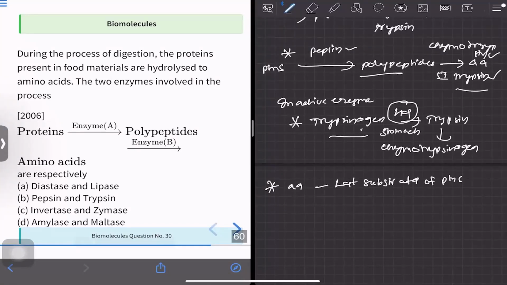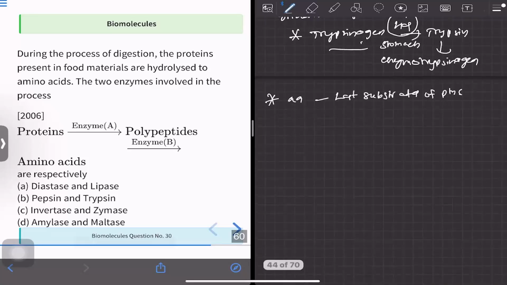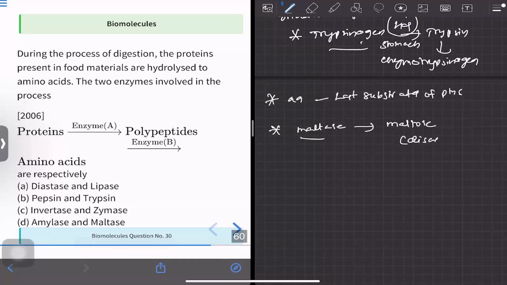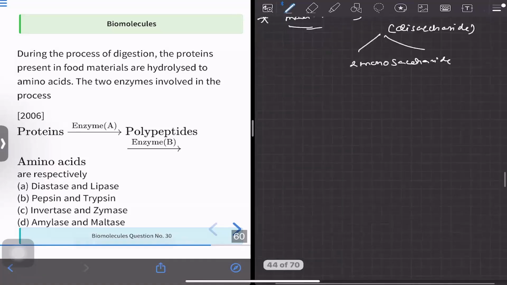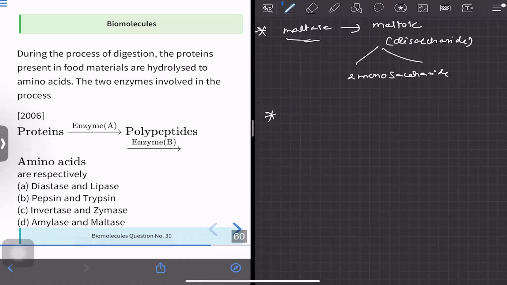C. In the case of invertase, zymase, amylase, maltase, these are the enzymes required for breaking sugars. See, maltase is the enzyme required to break maltose, which is a disaccharide molecule. After using maltase, it produces two monosaccharide substances. The enzyme used is maltase. Next question. So the option will be B.